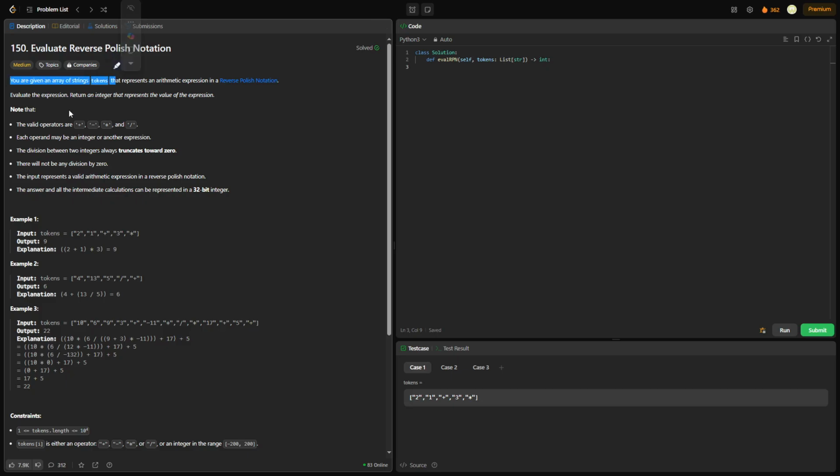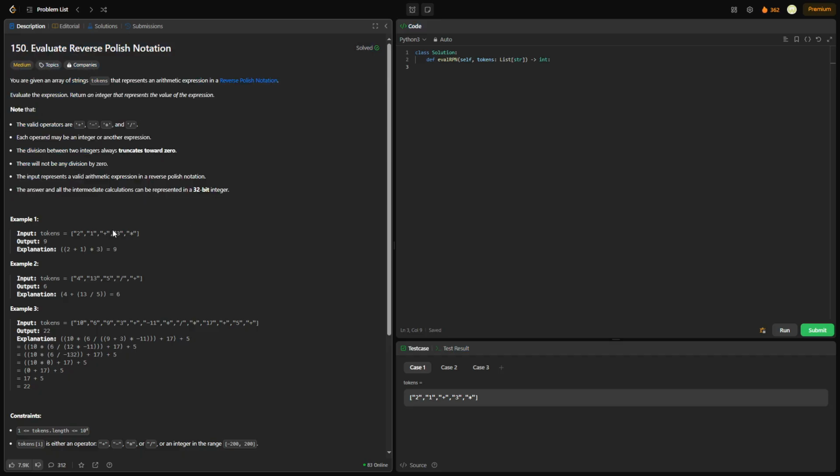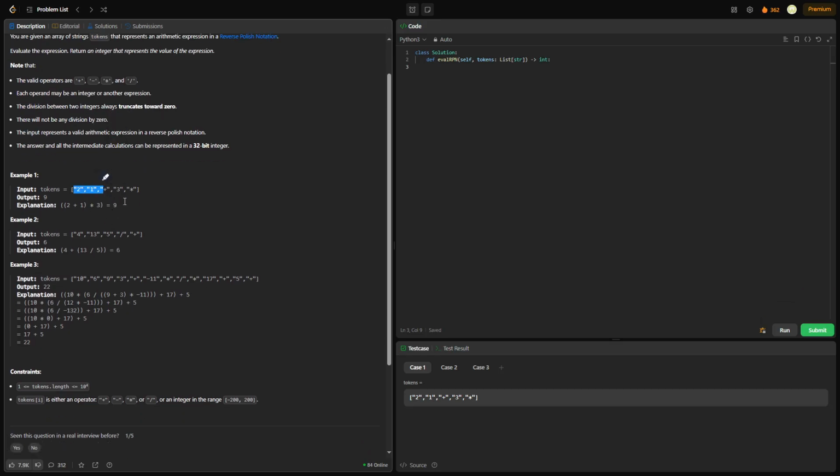So we're given an array of strings, tokens, that represents an arithmetic expression, and we have to just evaluate the expression. Here are some notes that may help you in terms of how to handle the input, what you should expect, etc. The way this works is when we hit an operator, we have to take the two previous numbers and do something with them. So 2, 1, plus, that would be 2 plus 1, which gives us 3.